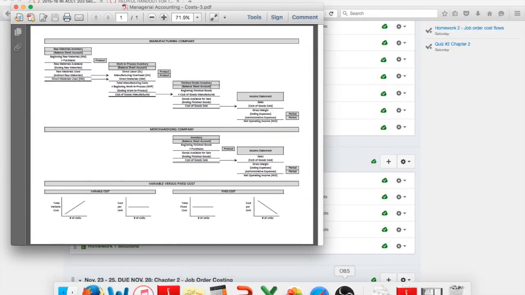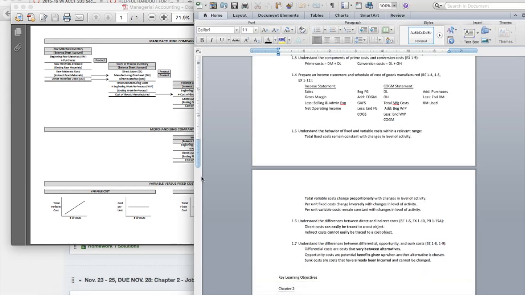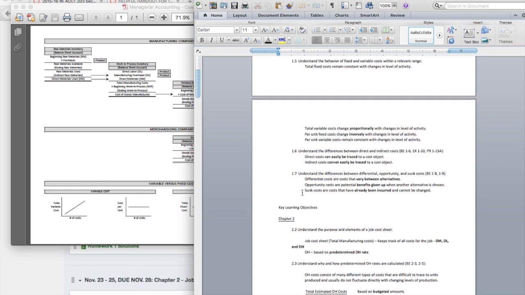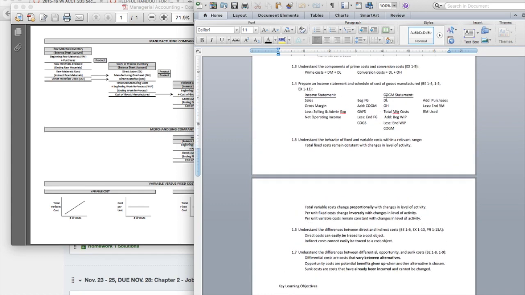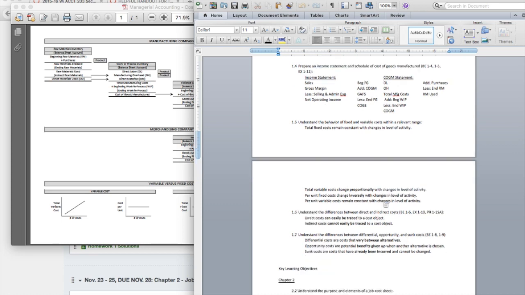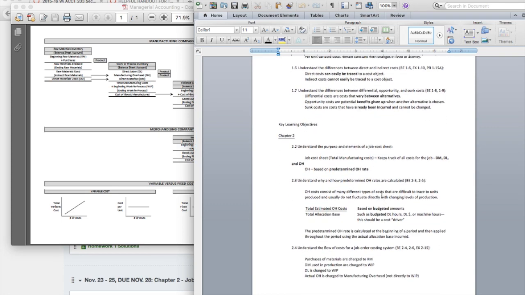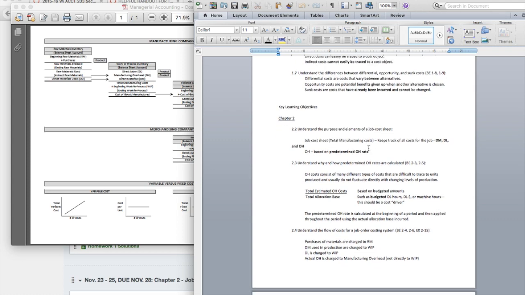And so I'll pull up our review sheet again. As we see, these are the formulas in 1.4 and then the behavior of fixed and variable costs in 1.5. Moving on to chapter 2, understand the purpose and elements of a job cost sheet. So direct materials, direct labor, and overhead.